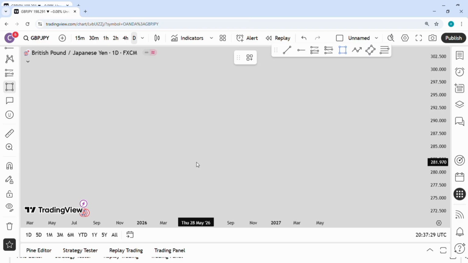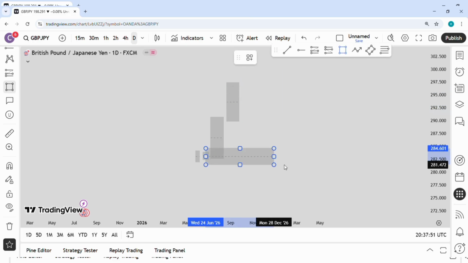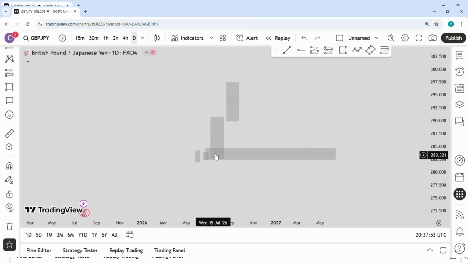Now, for example, we have this small candlestick here. This is a small candlestick. This is another candlestick. This is another small candlestick. And all of a sudden, we have this big candlestick like this. Boom. And again, followed by another big candlestick like this. Boom. Now, this is what we call our order block. This is our order block here. This candlestick here is our order block.